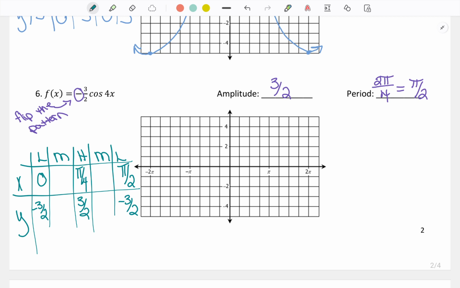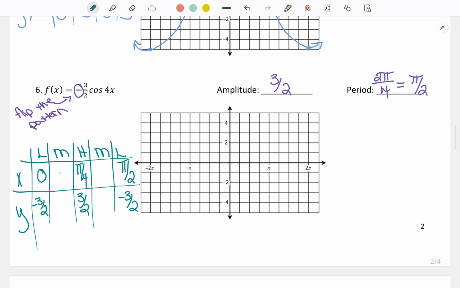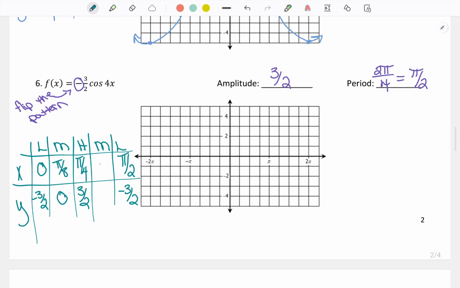Now our middles, that's going to be fun because pi over 4 is just 1 block. So we're going to have pi over 8. And honestly, with these, we may not even bother to mark the middle. And between pi over 4 and pi over 2, that's in the middle of a block, but that is going to be 3 pi over 8 for my people who like to fill in their whole chart.